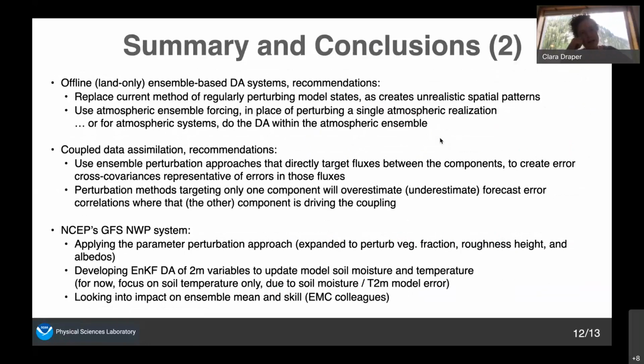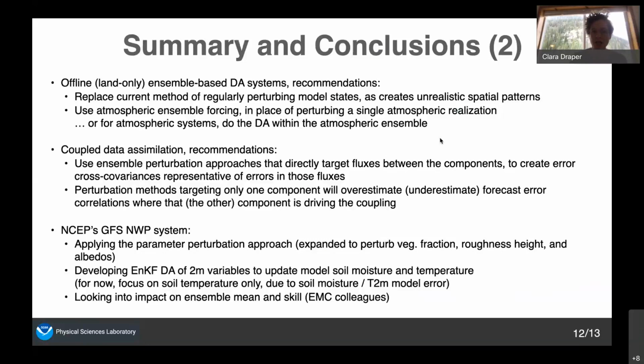So my last slide, some recommendations. While this study wasn't focused on offline systems, my comparison to offline systems does point out a few things. First, I think we should be replacing the current method of regularly perturbing the model states, as it creates an unrealistic spatial pattern. I would recommend replacing it with perturbing the parameters. And also, obviously, perturbing the atmospheric forcing in place of using a single atmospheric realization is more likely to give us realistic spatial patterns in our ensemble spread.